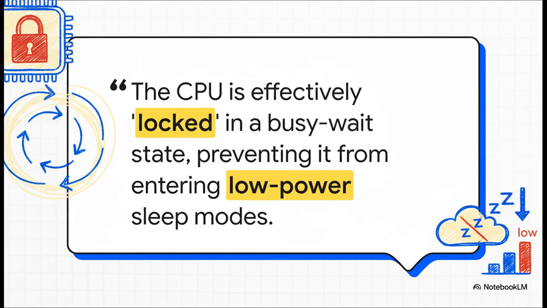So, what's the big deal? What's the real consequence of all this? Well, the CPU gets trapped in what we call a busy wait state. Think about that. It's busy doing absolutely nothing productive. It's just waiting and checking. And because it's always busy, it can never save power by going into a sleep mode.